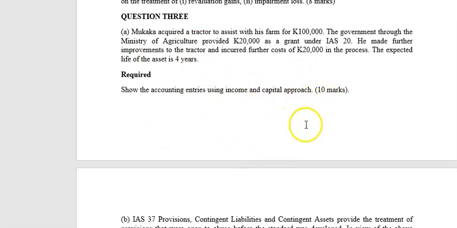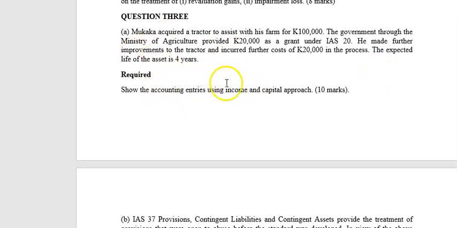So let's address this question. IAS 20, Government Grants. You can show the accounting entries using two approaches: number one, the income approach, and number two, the capital approach. But the two treat the grant differently.